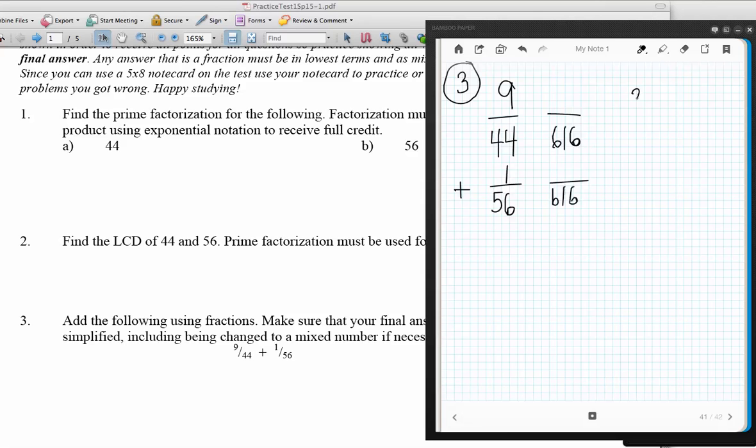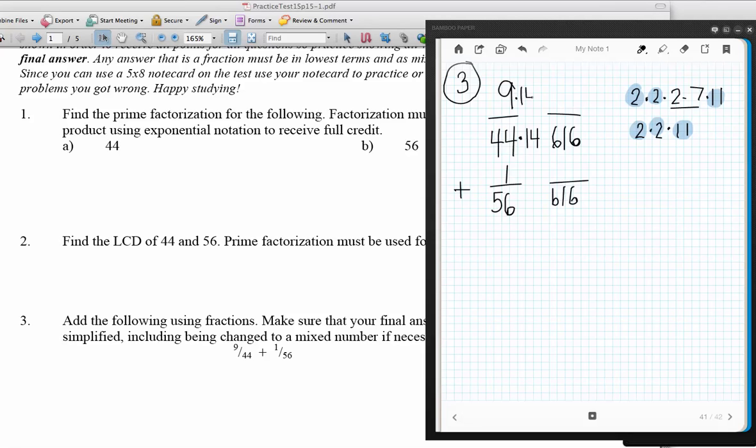So we found that this was 2 times 2 times 2 times 7 and then times 11. And that was 616. Now 44 was 2 times 2 times 11. So what we see is that we have 2 and 2 and 11. What's missing to make the least common denominator is 2 times 7, or 14. So in other words, if I multiply this by 14, then I will make 616.